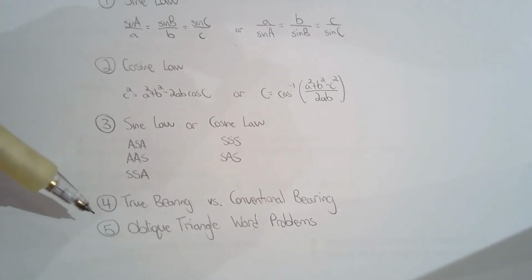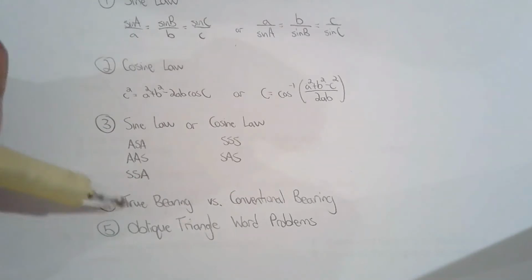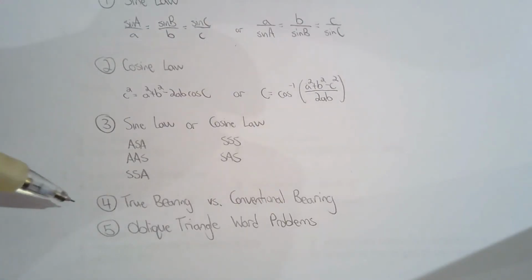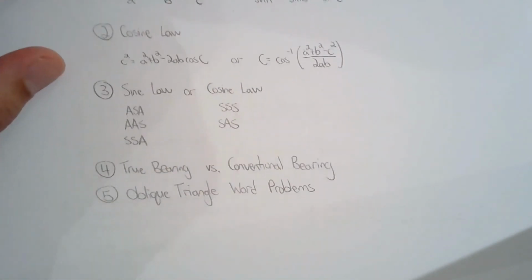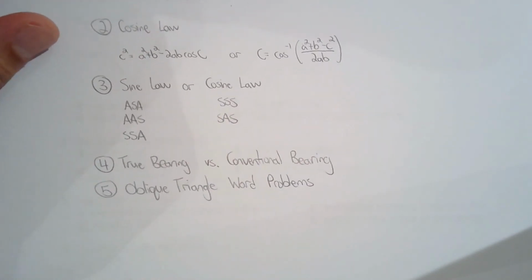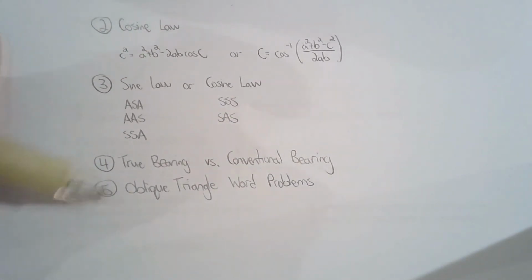And then we talked about true bearing, conventional bearing. So that really just helps us with some word problems that deal with bearing, so we can draw the correct diagram and solve for what they want. And then after that, it's basically what we did throughout the unit, but I just gave you some extra questions on some word problems to practice.